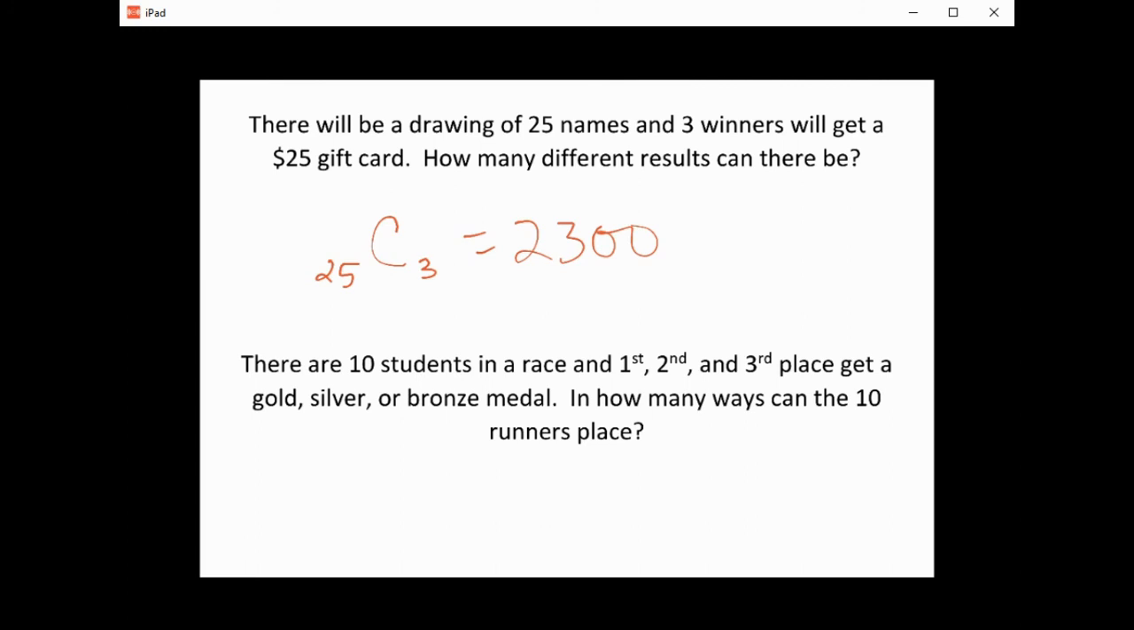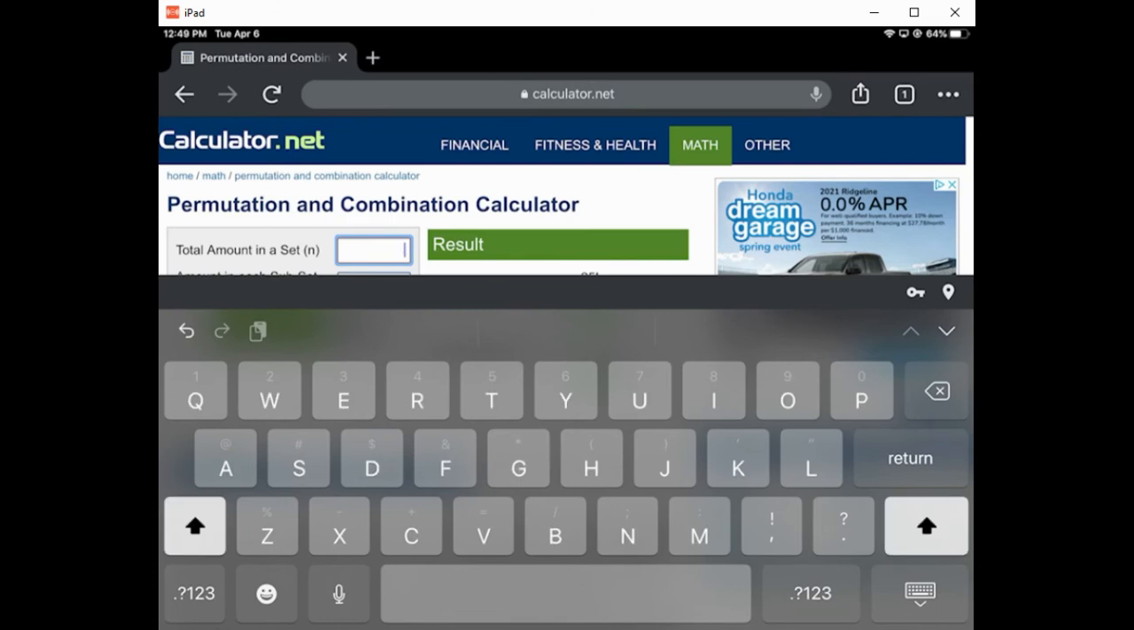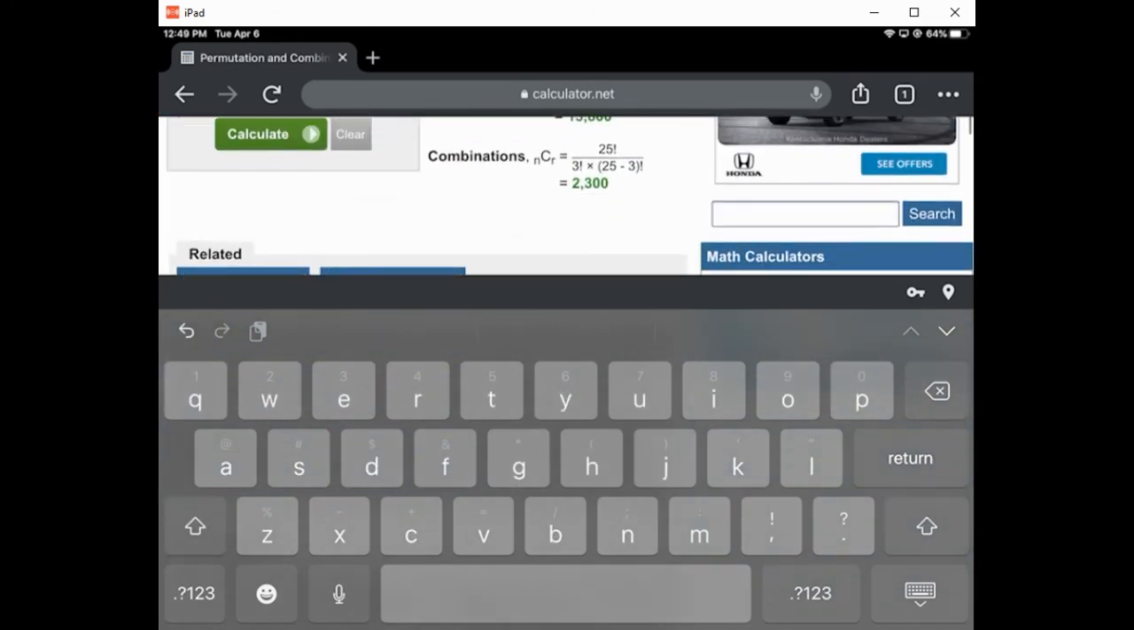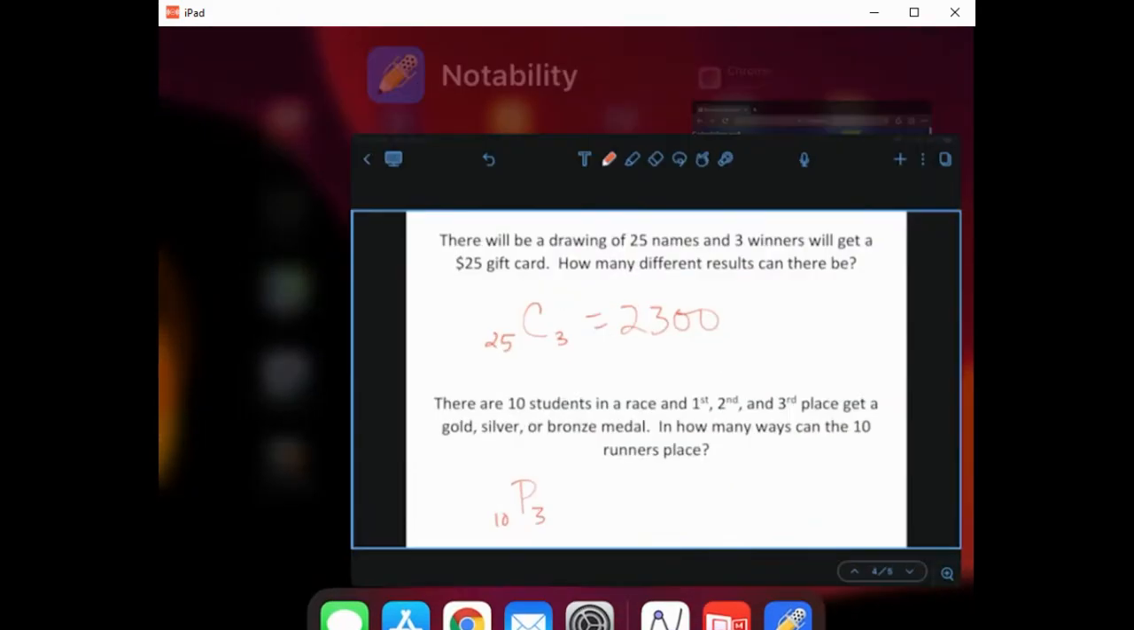So, okay. Are they all getting the same thing, or are they getting different things? Different. So it's P, and it's out of 10, and 3 are placing. So again, 10, calculate. And this time we're looking at the permutations, so it's 720.